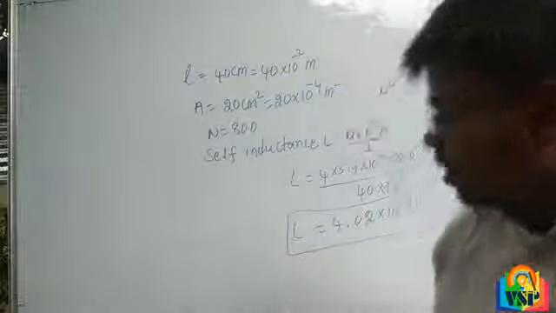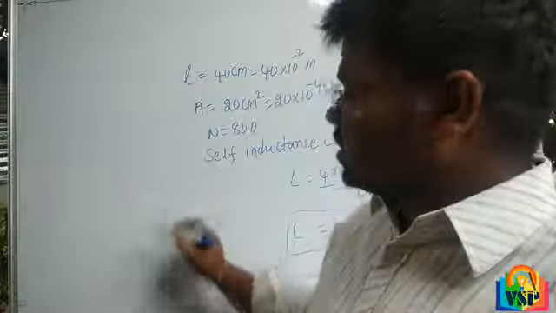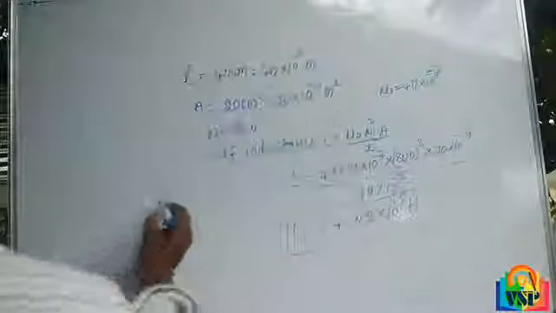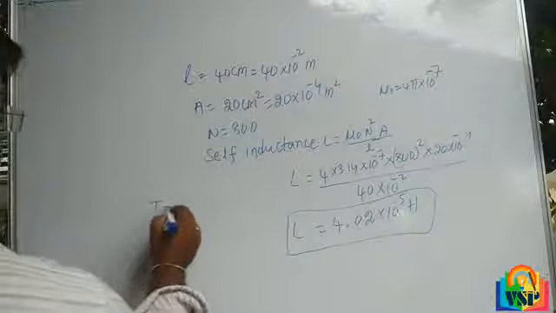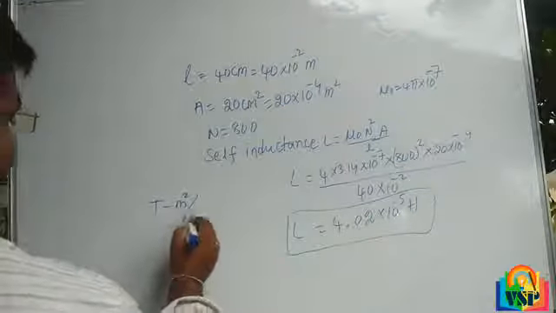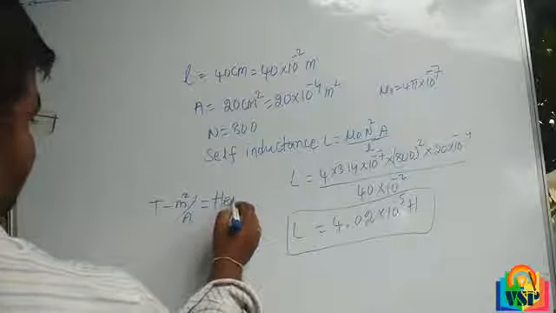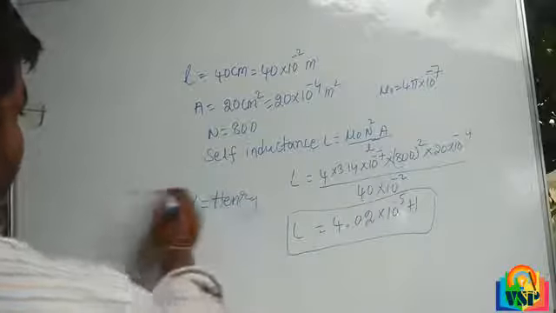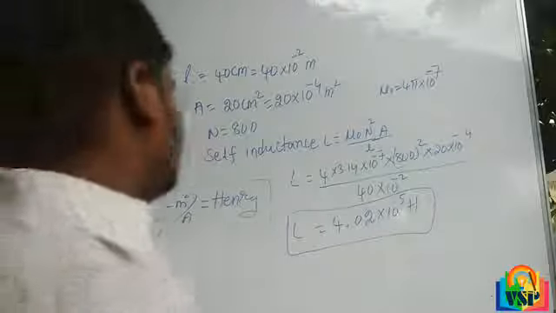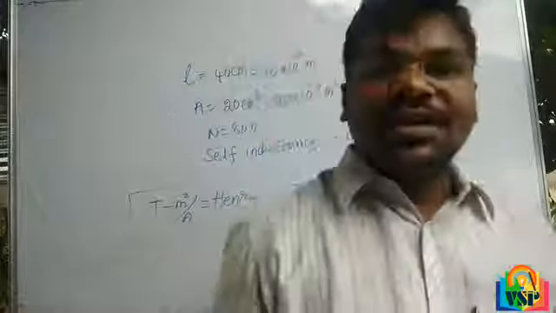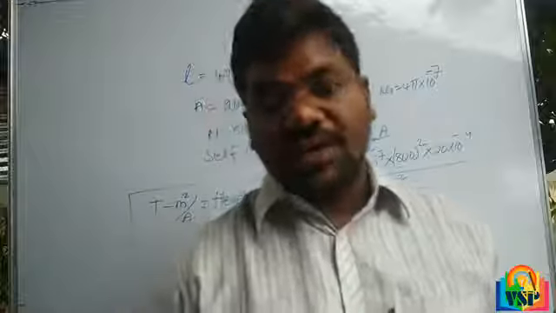Okay, Henry. So the SI unit of inductance, or self-inductance, is Tesla meter square per ampere. This we can say Henry. Understand? So Henry means Tesla meter square per ampere.